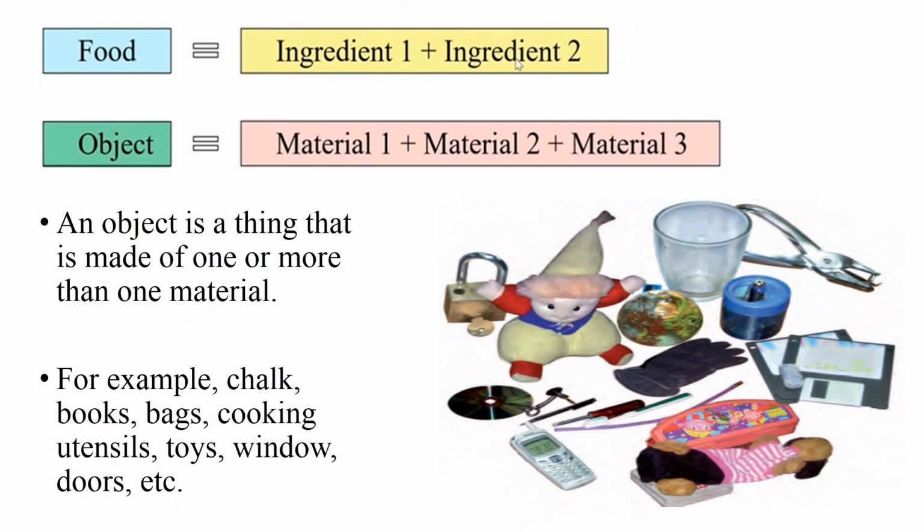We have already studied in chapter 1 that food is made up of one or more than one ingredients. In a similar manner, an object is made up of one or more than one material. Meaning we can say that an object is a thing that is made of one or more materials. If you look around, you will find yourself surrounded by a variety of objects. For example, chalk, books, bags, cooking utensils, toys, windows, doors, etc.